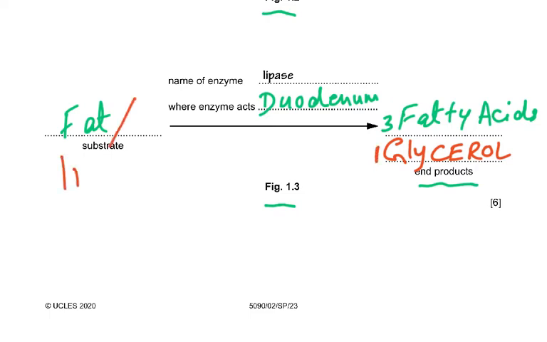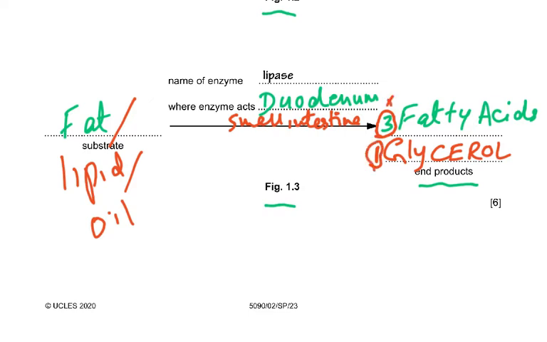Here you could have said lipid, or you could have said oil, all were correct. Here you could have said duodenum, or you could have said small intestine, because the duodenum is the first part of the small intestine, so Cambridge is being kind to you in allowing this. When I said 3 fatty acids, you don't have to write the 3, I'm just trying to make you revise it, and it's 1 glycerol. But you just had to write fatty acids, or fatty acid was also correct, and glycerol was also correct.